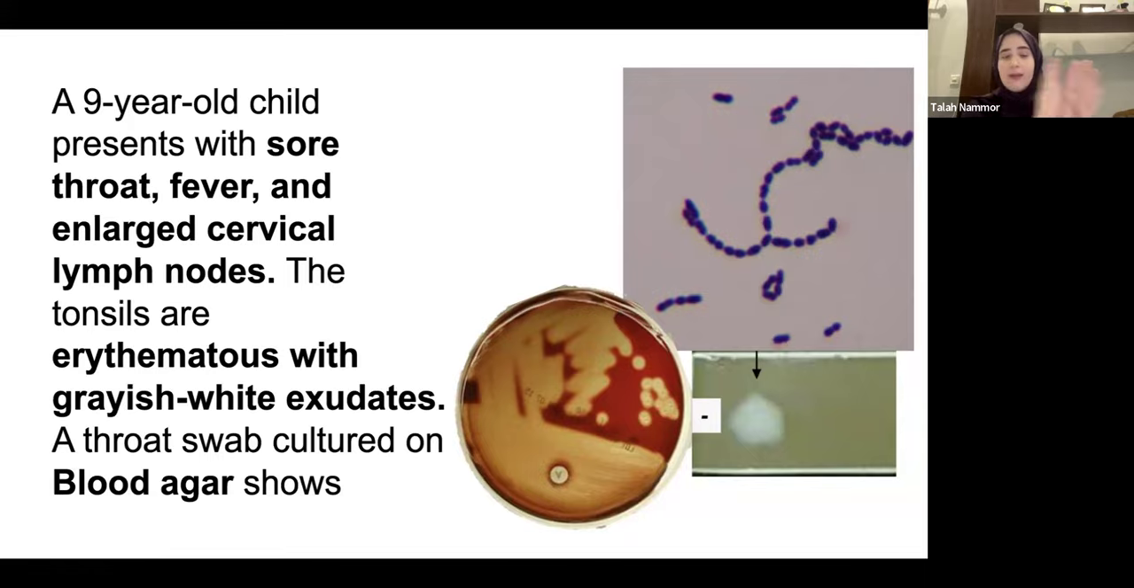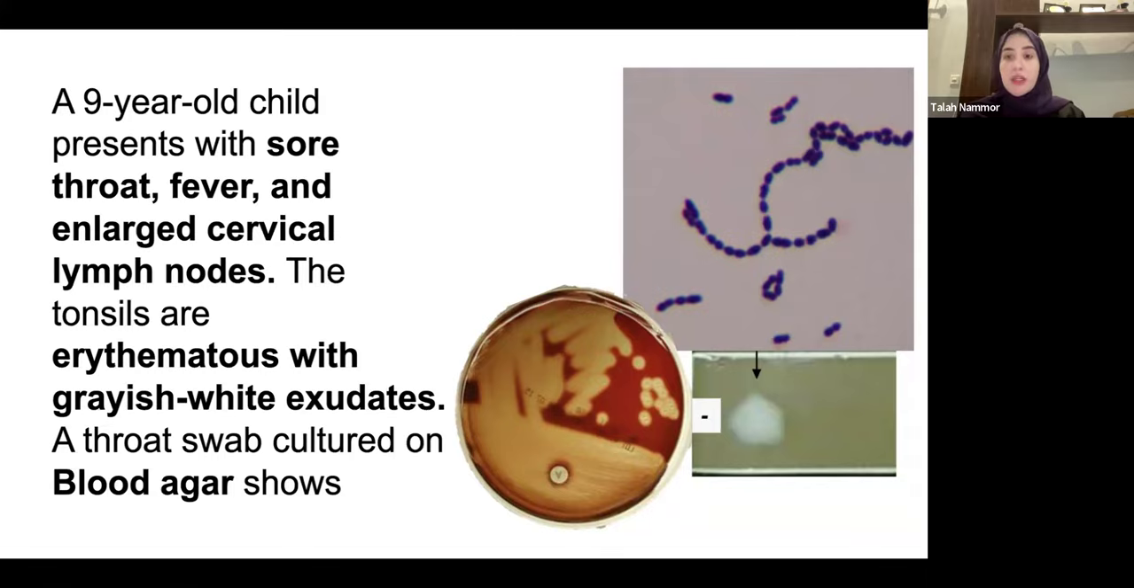Before we even talk about beta hemolytic, catalase negative means it's a streptococci. Okay? So we're talking about a streptococci. This streptococci is not alpha or gamma, so it's beta hemolytic. So we have two options in mind. What are the two options that you have in mind to know what organism this is?